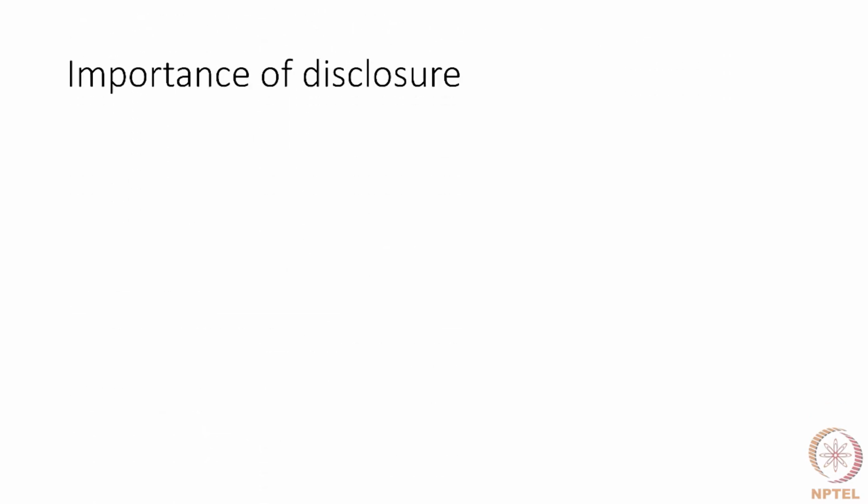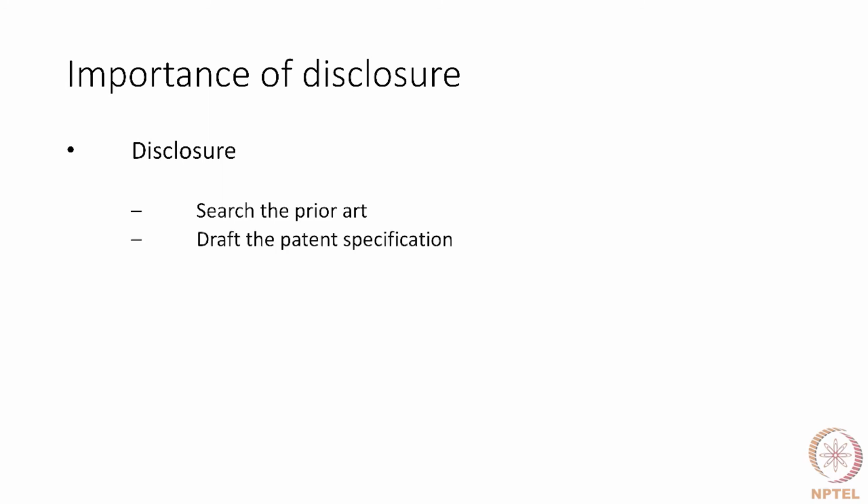How important is the disclosure? Now, the disclosure can be used to search the prior art. How effective the disclosure is will result in how good the patentability search report will eventually be. So the disclosure can be used to search for the prior art, and it can also be used to draft the patent specification itself, because it is the disclosure that the inventor makes that eventually gets into the patent specification.